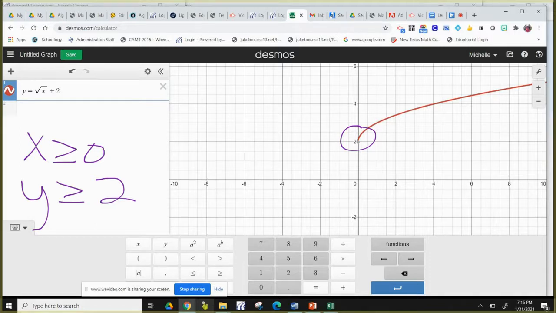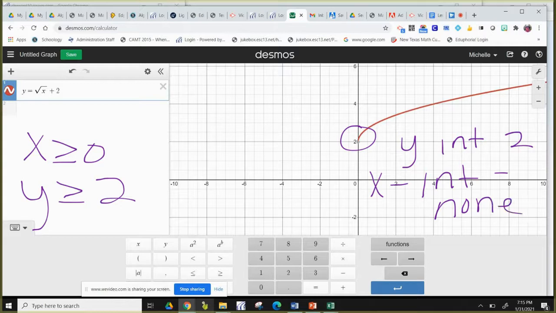Okay. Remember, domain describes all the x values, range describes all the y values. The x-intercept here, is there an x-intercept here? There's not. Is there a y-intercept here? The y-intercept is 2. There's no x-intercept because it doesn't touch the x-axis.